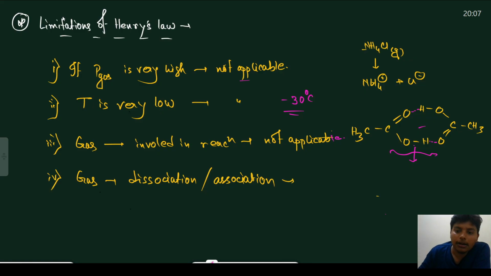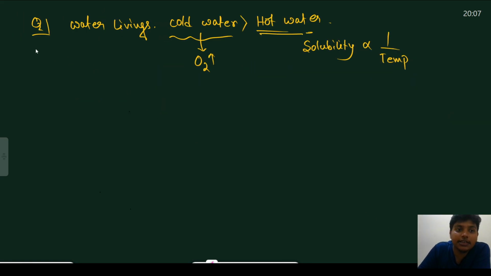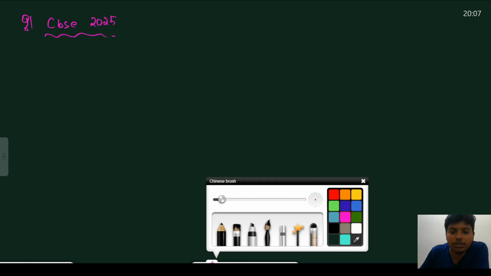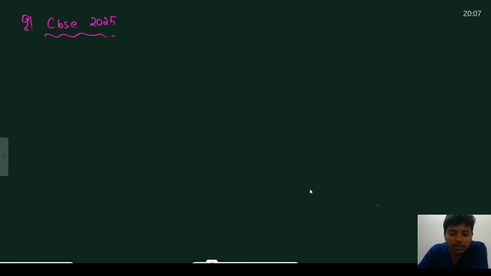Now I'm giving you a question that came in CBSE 2025. Do it honestly. Easy question, a little bit lengthy in terms of calculation. The question: KH of CO2 is given as 1.67 into 10 power 8 Pascal at 298 Kelvin. Clear? What do you have to calculate?